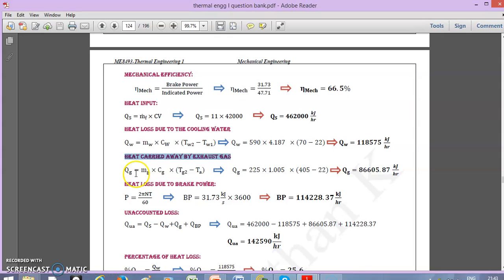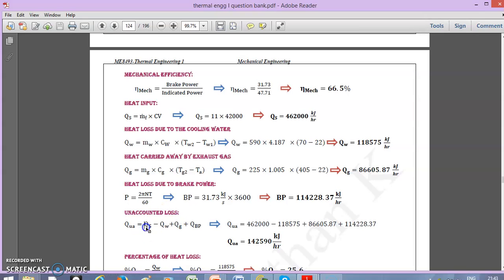And heat carried away by exhaust gas. So Qg, Q suffix g, is again sensible heat, going in as gas and coming out as exhaust gas. So it is m Cp del T again: mg, Cg, and the rise in temperature. So mg is 225. Normally it is the mass of air, into 1.005, and exhaust gas temperature is 405 minus ambient air temperature, which is 22. So you'll get Qg as 86,605.87 kilojoule per hour.